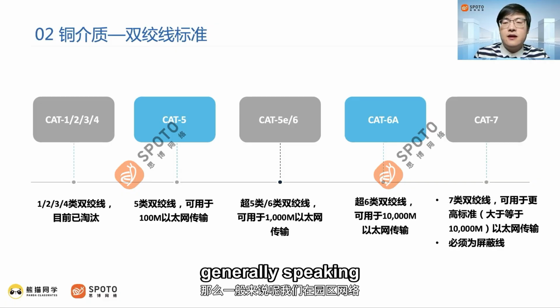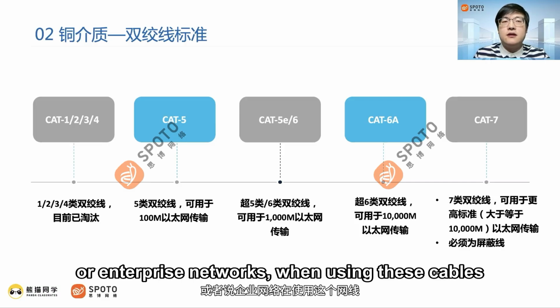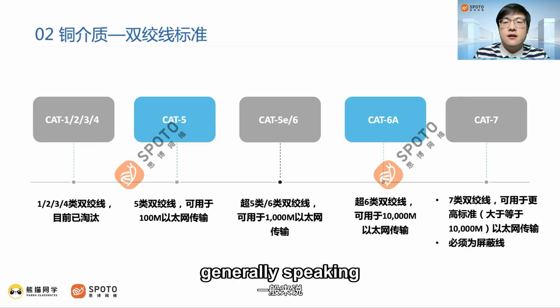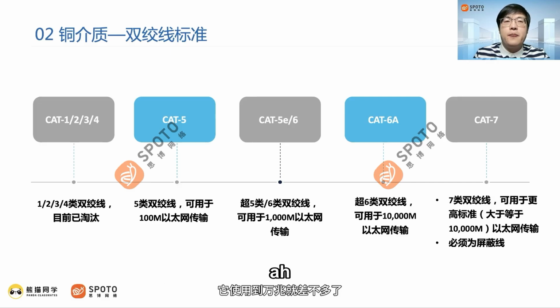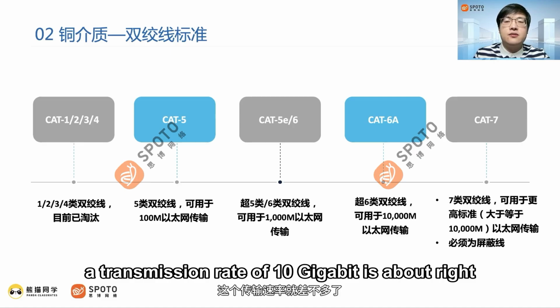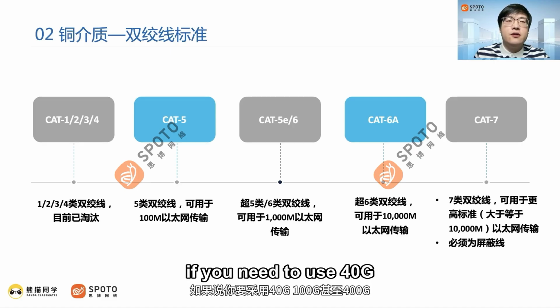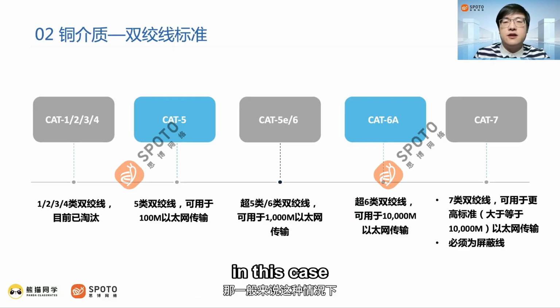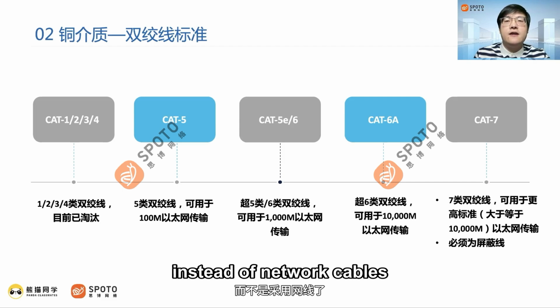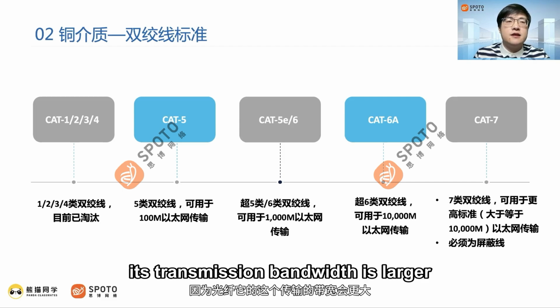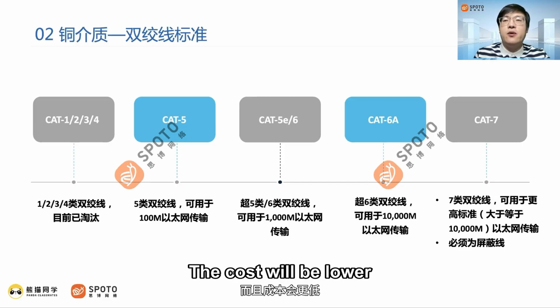Generally speaking, in campus networks or enterprise networks, when using these cables, using them at 10 gigabit is about right. A transmission rate of 10 gigabit is about right. If you need to use 40G, 100G, or even 400G, generally in this case, we will use fiber optics instead of network cables. Because fiber optics has larger transmission bandwidth, and also the cost will be low.